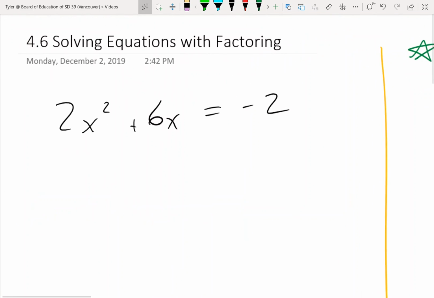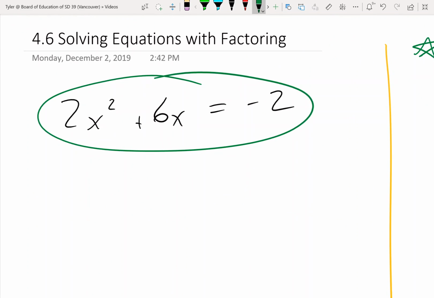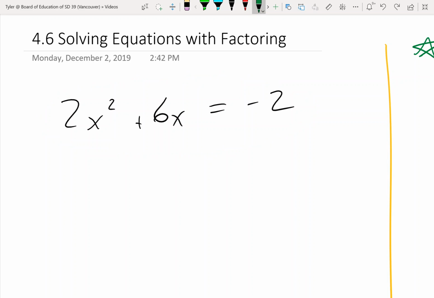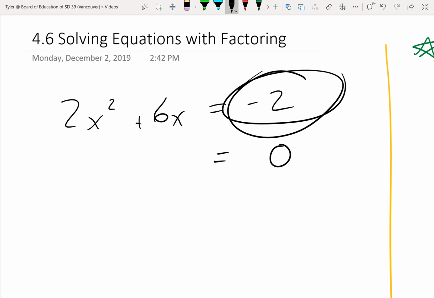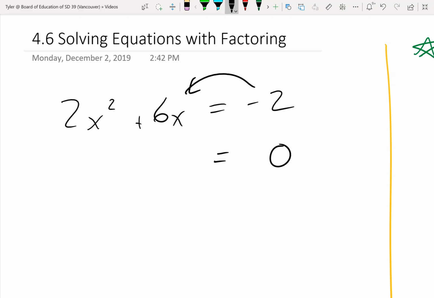So, let's say I got a question like this. The way we're going to solve it, and the way we're going to solve every question, is we're going to make it equal to 0. That's the key part. So whatever is on this side of the equation, I'm going to move it over so that I can then factor. So it's minus 2, so I'm going to add 2 to both sides. So it's going to be 2x squared plus 6x plus 2.